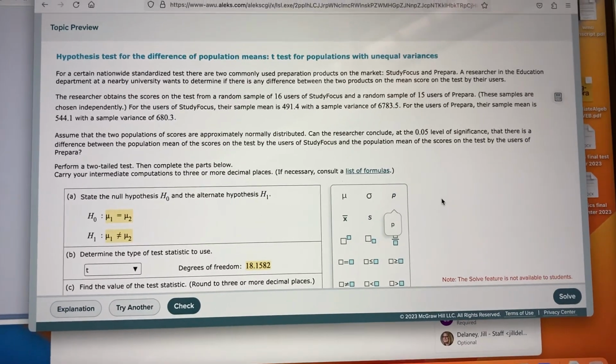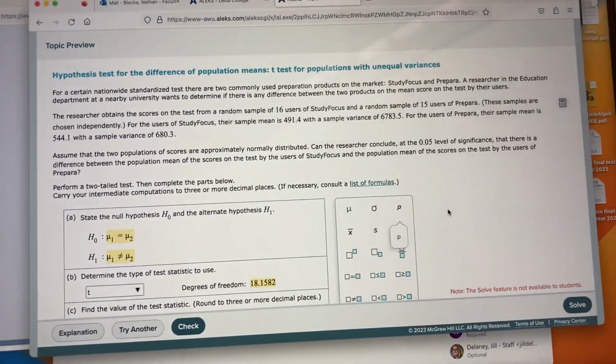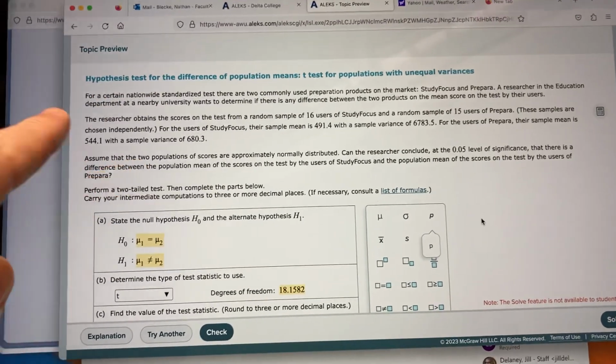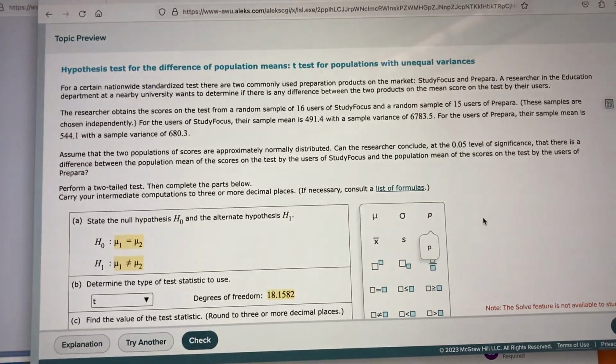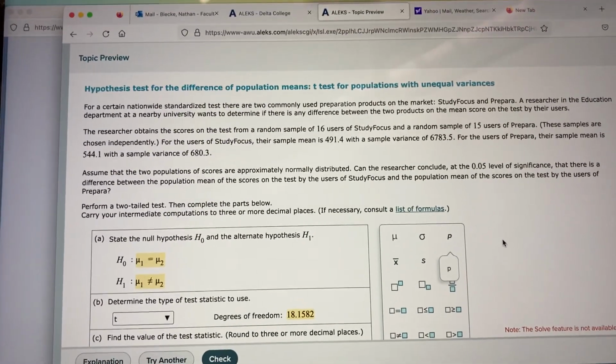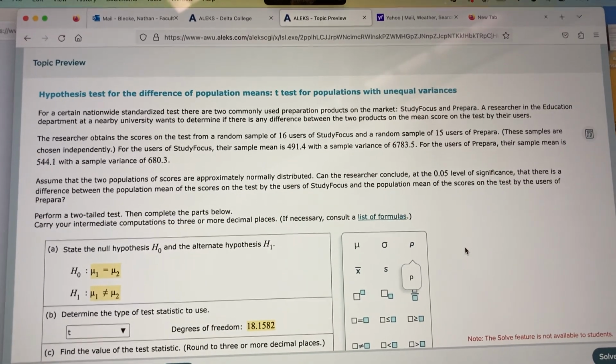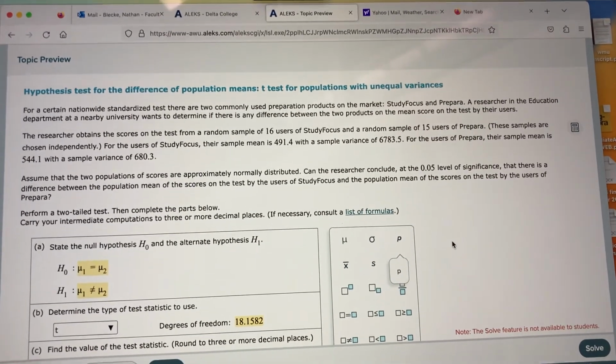Hello everybody. So I'm going to have to make a short YouTube video. I'm going to take this problem and post it up. I'm going to give it a quick read. For a certain nationwide standardized test, there are two commonly used preparation products on the market, Study Focus and Prepara.